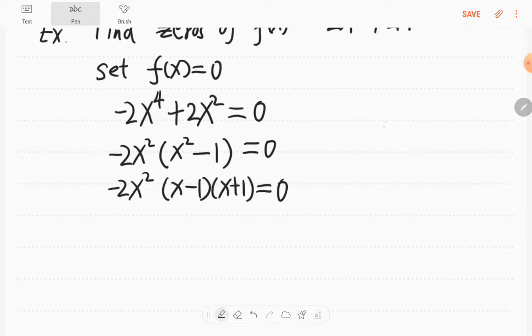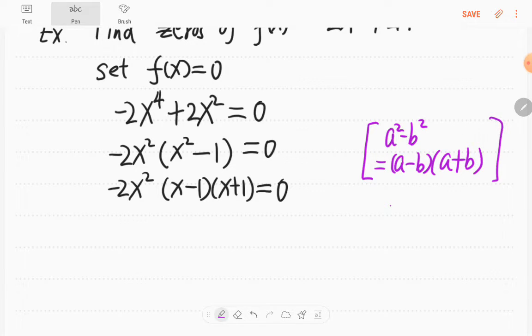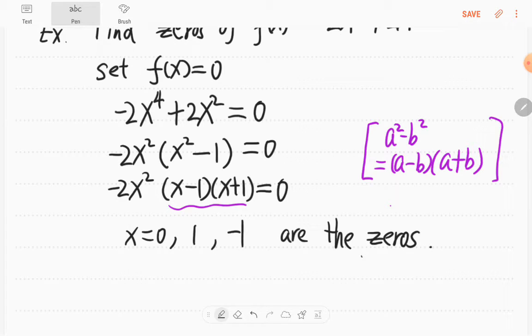So here I used this one. We just remind you that a squared minus b squared equals what? a minus b times a plus b. Right, we factorize this part. So now from here we can see, okay, the zeros are: we have the solution x equals 0 or x equals 1 or x equals negative 1. So these are the zeros.